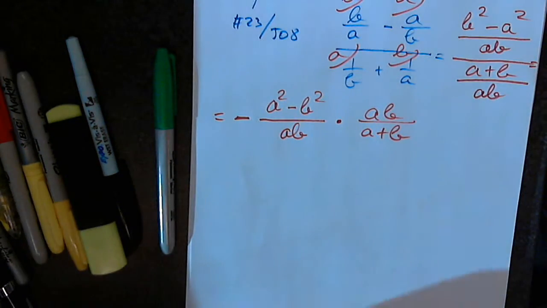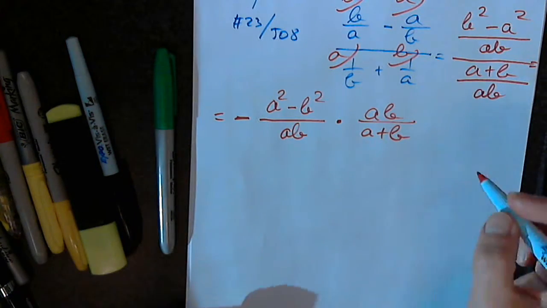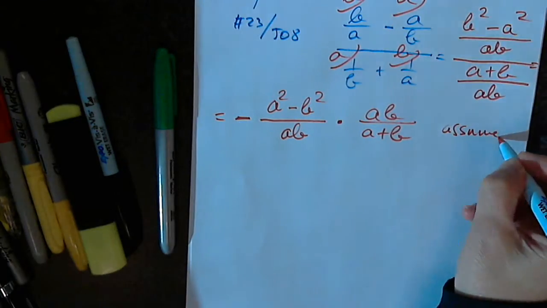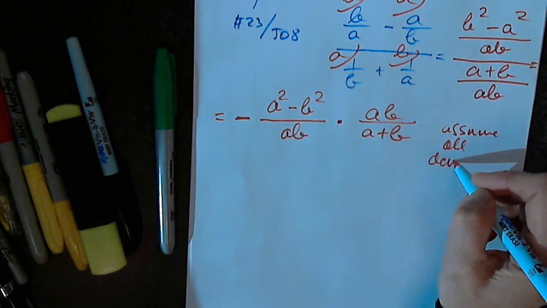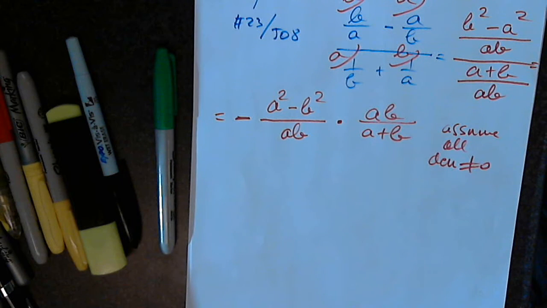Of course, when you see two variables, all I want you to write is assume all denominators not equal to 0. There's no need to say anything else. That's enough for me to know that you know what you're doing, because we have two variables. If we had only one variable, I would have stated all restrictions. But two variables, just say assume all denominators are not 0.